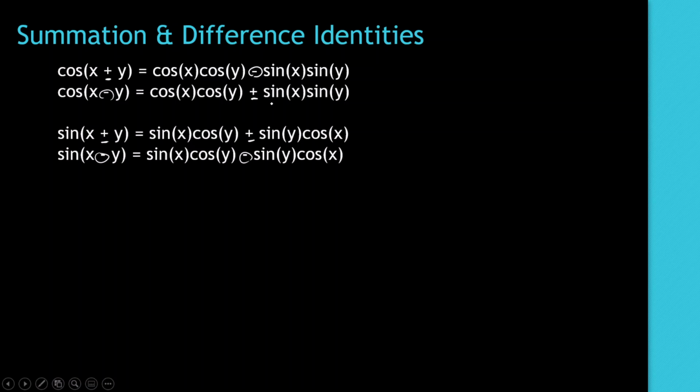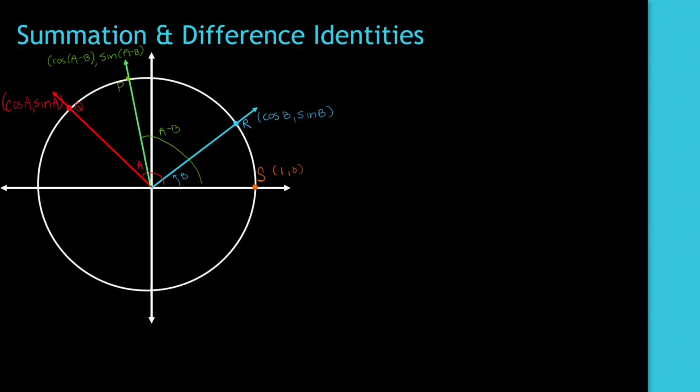So where do these formulas come from? Well, I'm going to take a minute to show you this difference of a cosine, and why and where these come from. So let's take this picture. This is our unit circle, so we're going to assume a radius of 1. I've labeled some points. This blue angle is angle B. The red angle is angle A. Their points on the unit circle are cosine and sine of their angle. So that's point R and point Q.